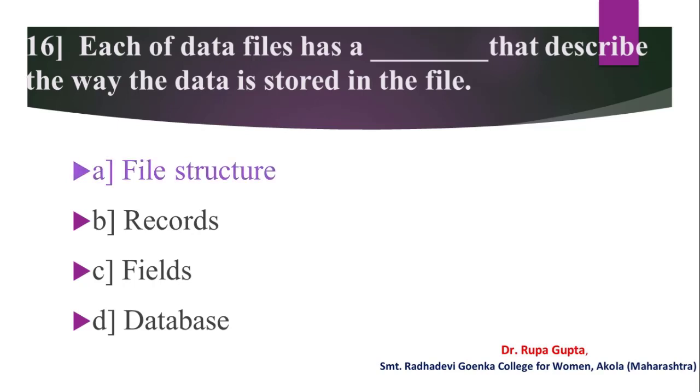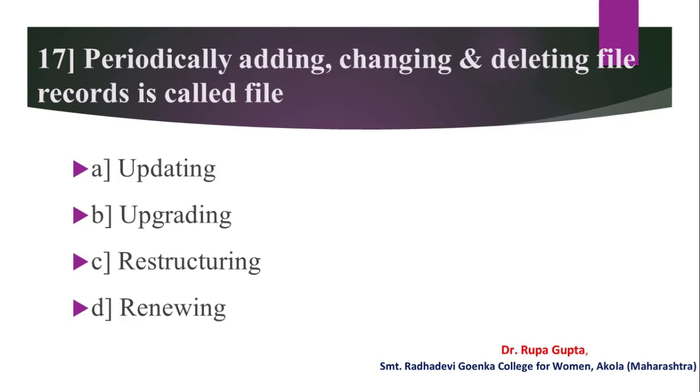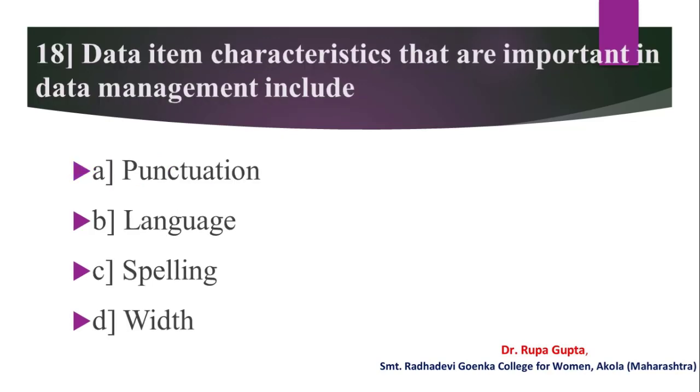File structure. Question number 17. Periodically adding, changing and deleting file records is called file. Option A. Updating, B. Upgrading, C. Restructuring, D. Renewing. And the correct answer is A. Updating. Question number 18. Data item characteristics that are important in data management include A. Punctuation, B. Language, C. Spelling, D. Width. And the correct answer is D.